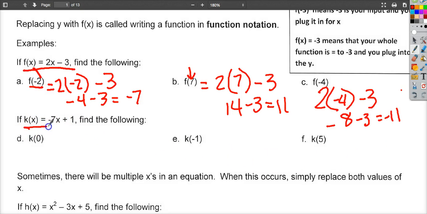Same thing here. k of x, that's fine. They want to call it the function k, that's fine. Don't worry about it. k of 0. So x is now 0. So negative 7 times x, which is 0, plus 1. That's 0 plus 1 is 1. So same thing. You get the idea. I'm being repetitive.